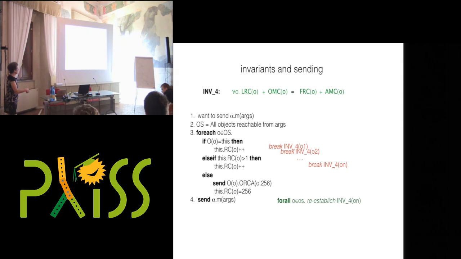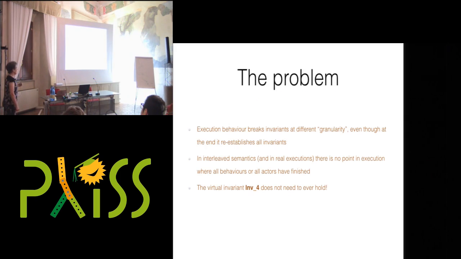So when we started thinking about it, we would like to think about it atomically, but actually it is not correct to think about it atomically, because there are all these effects that break the invariant that is supposed to hold all over the system and upon which the other actors are depending. So the execution of the behavior breaks the invariant at different granularity at different points. And in the interleaved semantics, there is no point in an execution where we know that all the behaviors have finished, because they are like this. And actually, this invariant 4, as is stated, does not need to ever hold in the system.